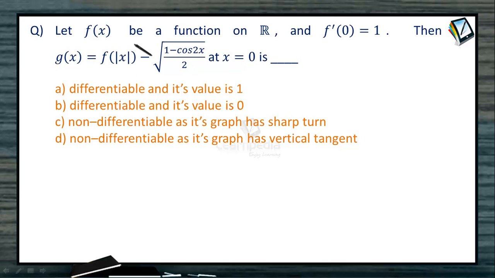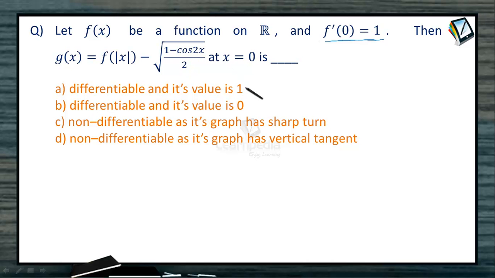Yes, f of x is a function on the set of real numbers. The only data regarding f that we know is that the derivative of f at 0 is 1. Another function g of x is defined as f of mod x minus square root of (1 minus cos 2x) by 2. And we need the nature of g of x at x equal to 0, whether it is differentiable.